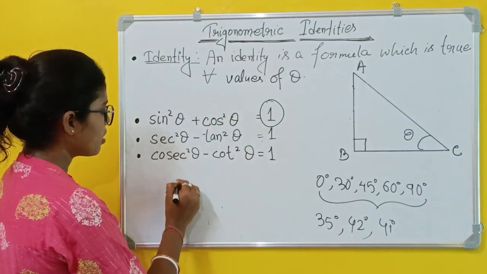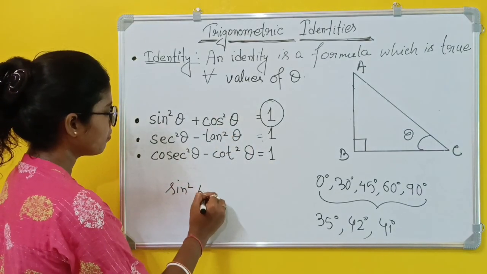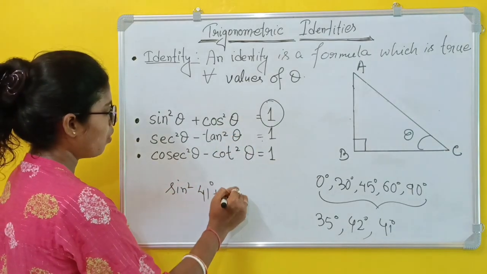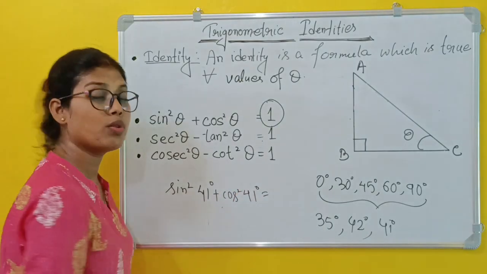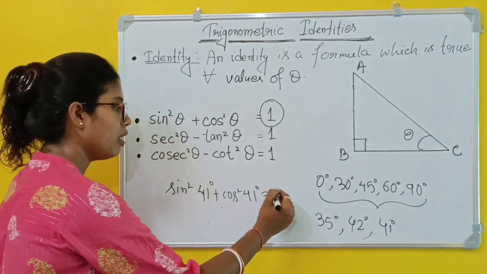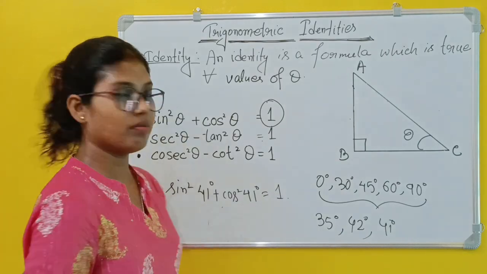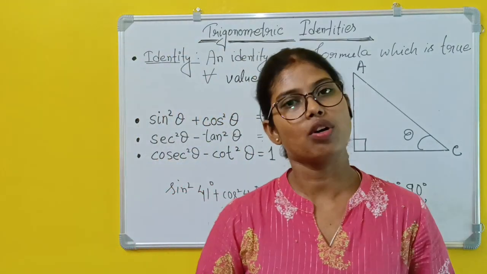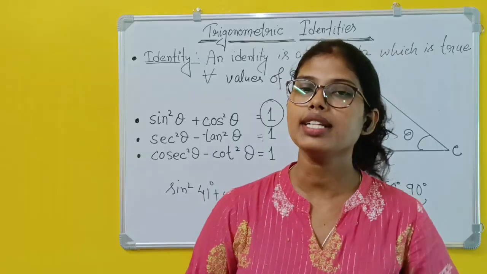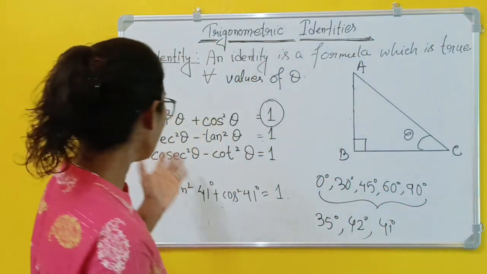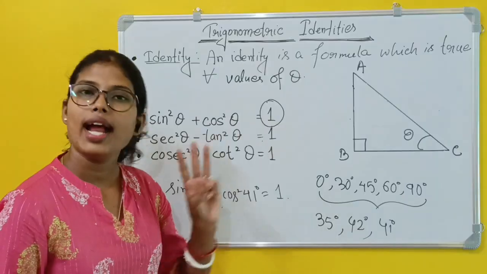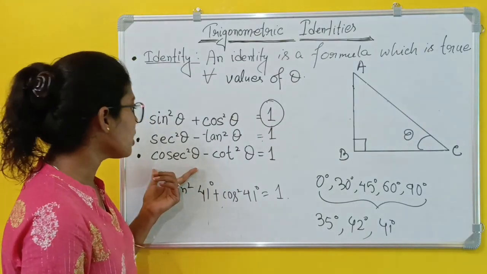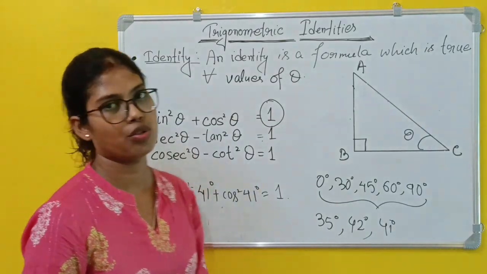It can be sine square 41 plus cos square 41. What will be the value? Obviously 1. So this type of formula is called an identity. We have 2 more identities. Sec square theta minus tan square theta is equal to 1. And the third one is cosec square theta minus cot square theta is equal to 1.